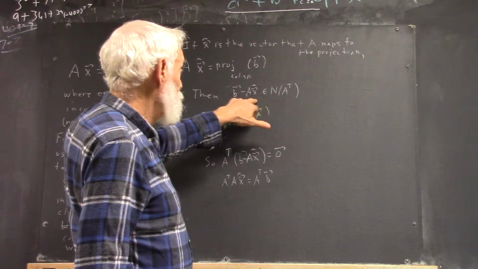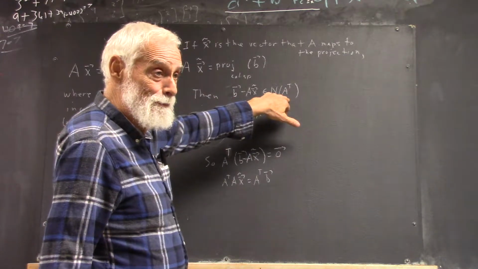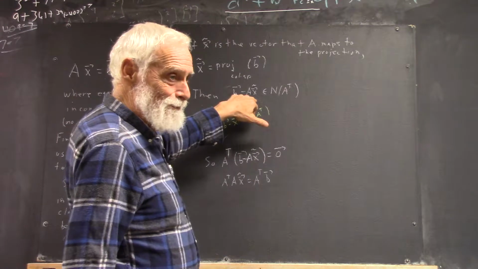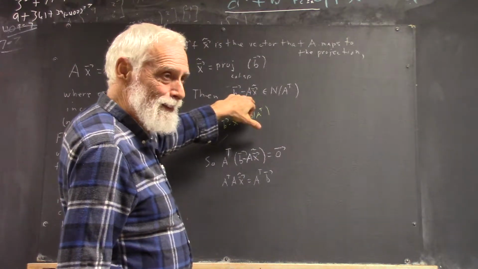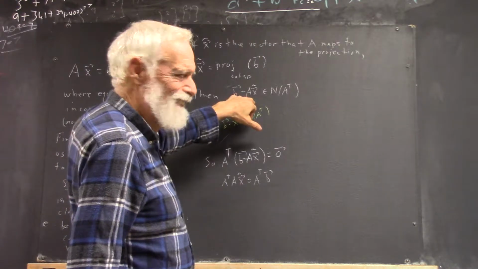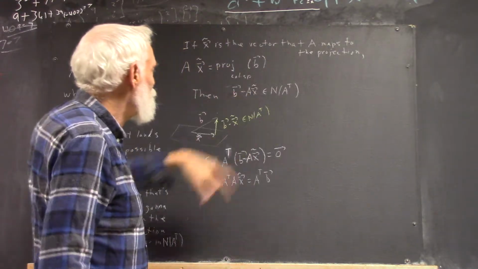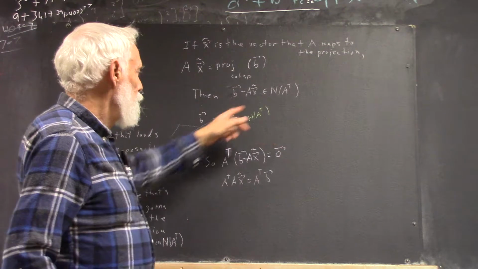b minus Ax tilde has to be in the null space. x tilde is your goal. We want to keep that straight. Where's that goal? So b minus Ax tilde has to be in the null space.